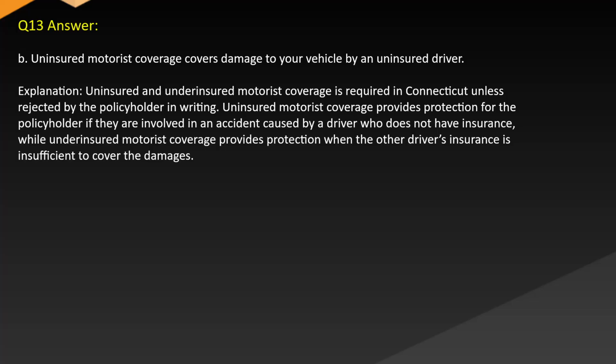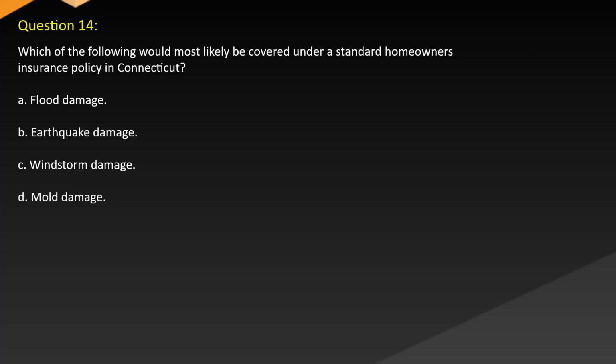Explanation. Uninsured and underinsured motorist coverage is required in Connecticut unless rejected by the policyholder in writing. Uninsured motorist coverage provides protection for the policyholder if they are involved in an accident caused by a driver who does not have insurance, while underinsured motorist coverage provides protection when the other driver's insurance is insufficient to cover the damages. Question 14. Which of the following would most likely be covered under a standard homeowner's insurance policy in Connecticut?